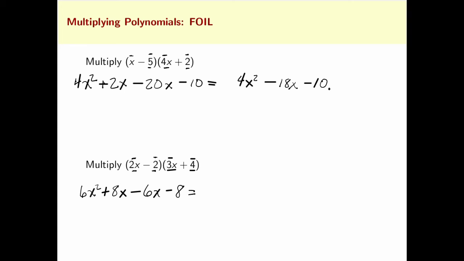This can be simplified to 6x squared plus 8x minus 6x gives me plus 2x, and then minus 8.